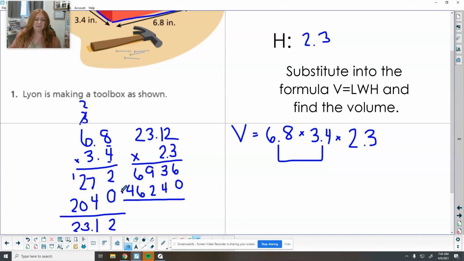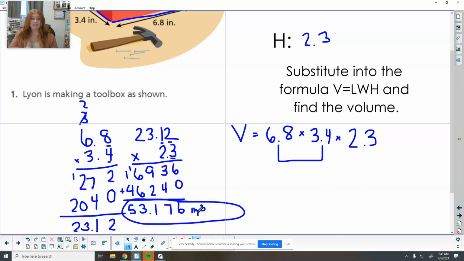So we're going to add these up. Got 6, 7, there's 11, 12, 13, and 5. So I have 1, 2, 3 decimal places. So I need to move my decimal 1, 2, 3. So we end with 53.176, and these are inches cubed. So make sure we get that label to show that it's volume. That's what fits inside of that toolbox.